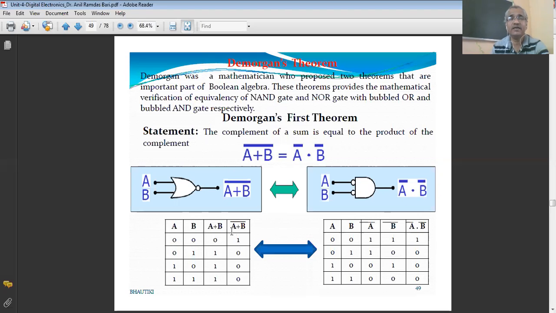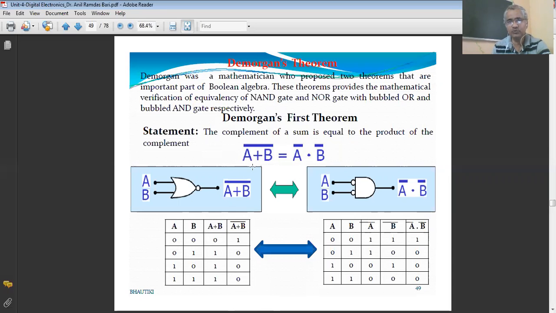So we can say that (A plus B) complement is equal to A complement dot B complement. So this is DeMorgan's first theorem. You can verify this by taking these two truth tables. We have to draw these two truth tables. Here take A plus B, after that take the complement of A plus B, here A complement, B complement and their product, and show that (A plus B) complement is equal to A complement dot B complement. So this is DeMorgan's first theorem.